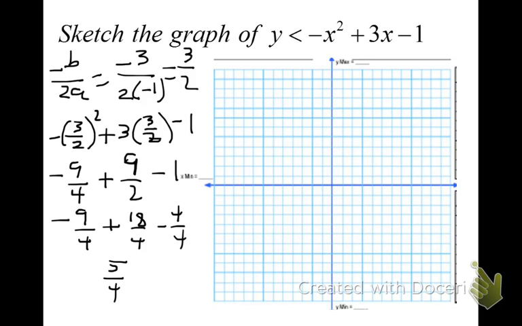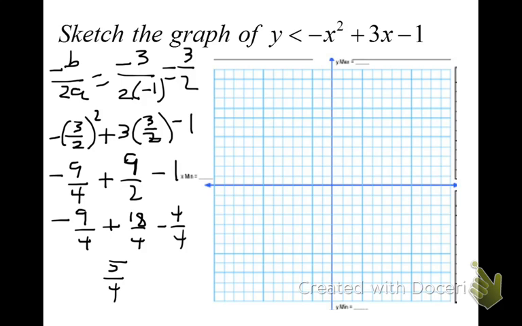Once we find the x value of the vertex as positive 3/2, we're going to plug the positive 3/2 into the equation to find the y value. So we do that here. We have the opposite of 3/2 squared plus 3 times 3/2 minus 1. The opposite of 3/2 squared is negative 9/4. 3 times 3/2 is 9/2. And we still have our negative 1.